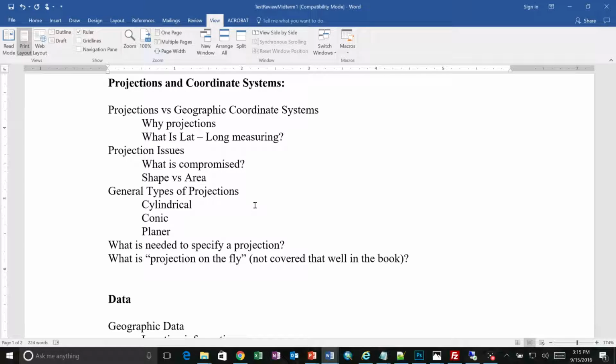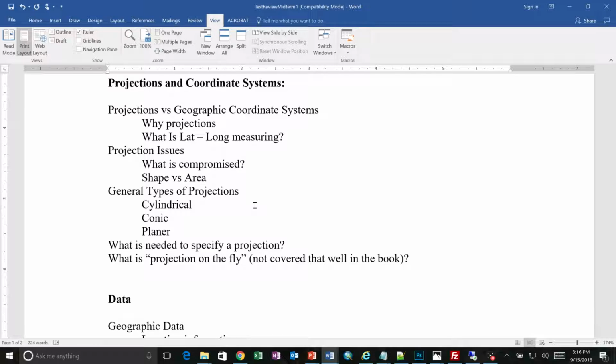Okay, what is needed to specify a projection? We spent a lot of time building up to this, but we remember we talked about the shape of the Earth. So you need to have a model of the shape of the Earth, and we referred to that mathematical model of the shape of the Earth as a spheroid. So you need to have a spheroid. You need to have a method for attaching that spheroid to the actual Earth, its tie point. And that is referred to as a datum.